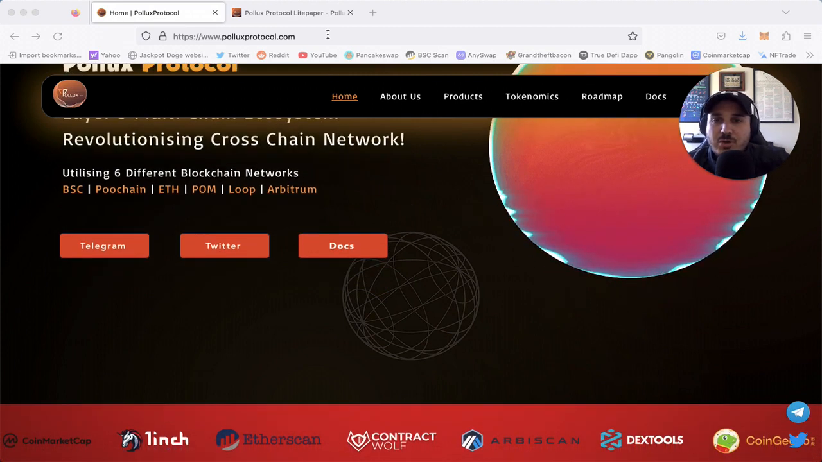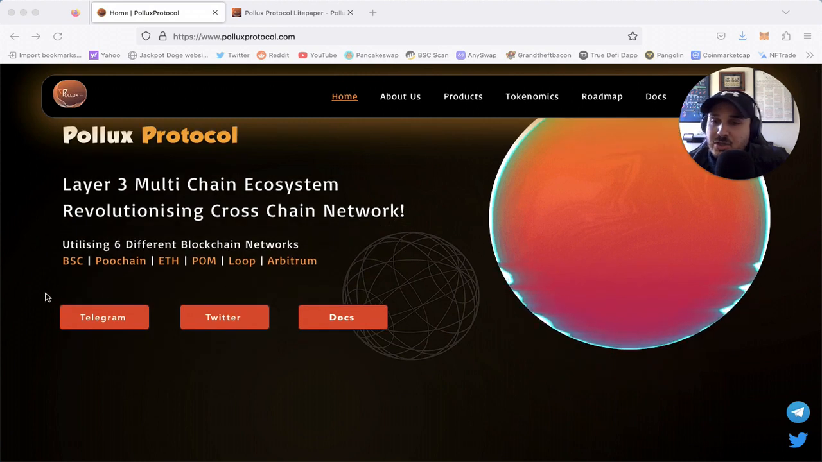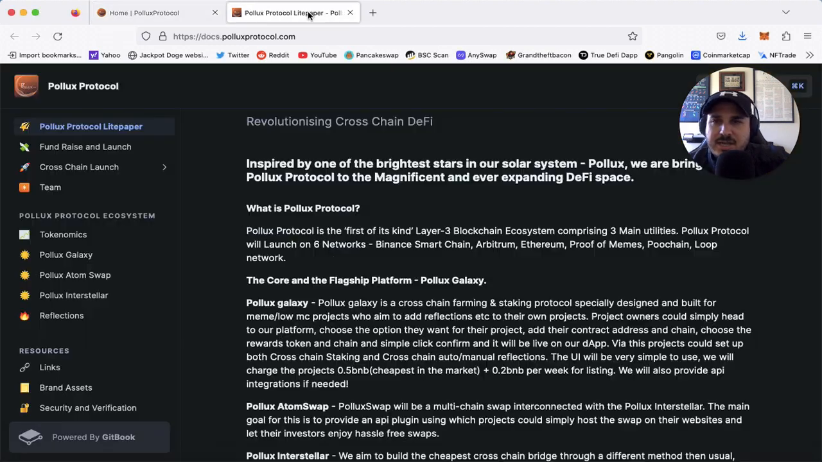We have PolluxProtocol.com. Pollux Protocol, Layer 3 Multi-Chain Ecosystem Revolutionizing Cross-Chain Network. They'll be available on BSC, Poochain, Ethereum, POM, which is Proof of Memes, Loop, and Arbitrum. You can go ahead if you want to get in touch with them and do your own research. You have Telegram, you have Twitter. I will go ahead and link both of these in the description so you have an easy way to get over there. But let's go ahead and check out the docs.